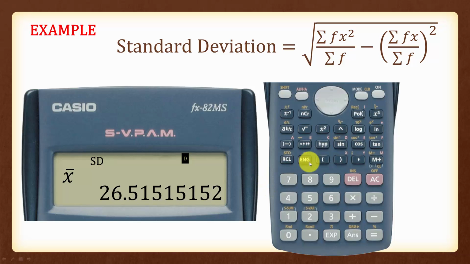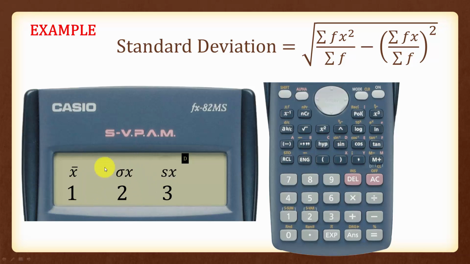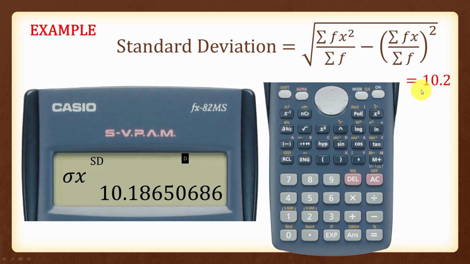You can also use the calculator to help you to check the answer for standard deviation. To do so, you press Shift 2 to get this screen, and this is the standard deviation, and we'll press the button 2, followed by equal. And the calculator will show you that the standard deviation is 10.2 marks, which was exactly what you have gotten earlier.